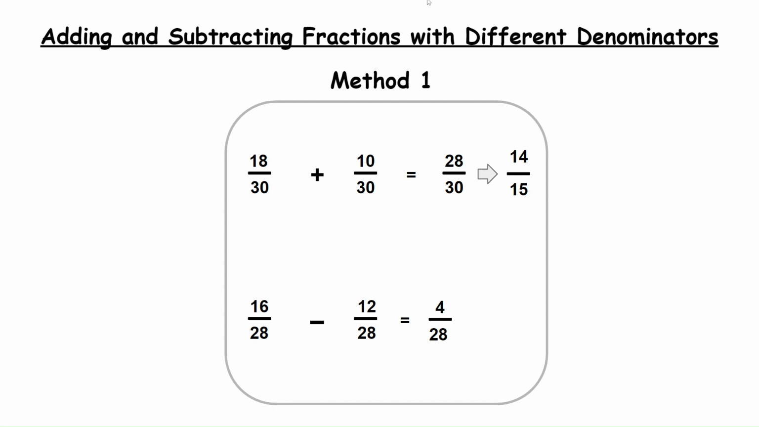Also, this fraction can be reduced. 4 over 28, both numbers can be divided by 4. 4 divided by 4 is 1, and 28 divided by 4 is 7. So 16 over 28 minus 12 over 28 equals 4 over 28, which can be reduced to 1 over 7.